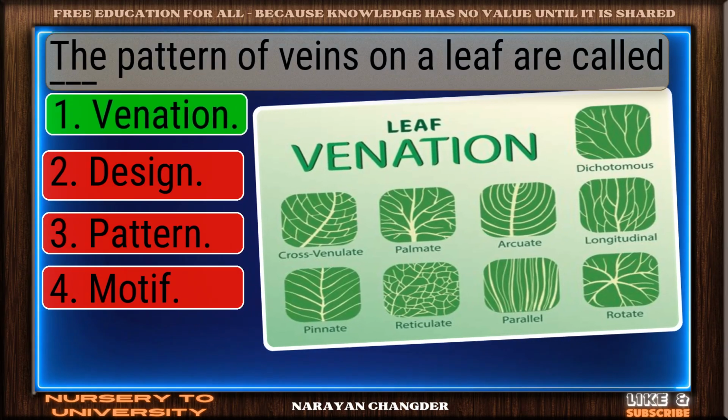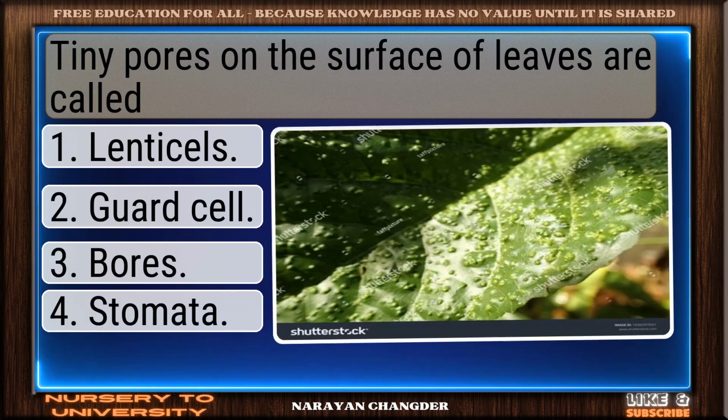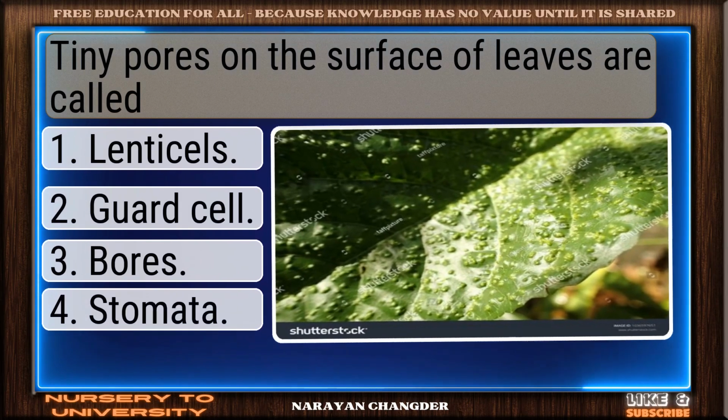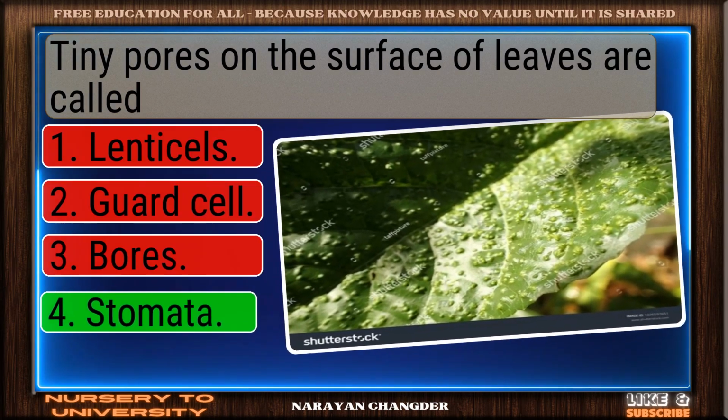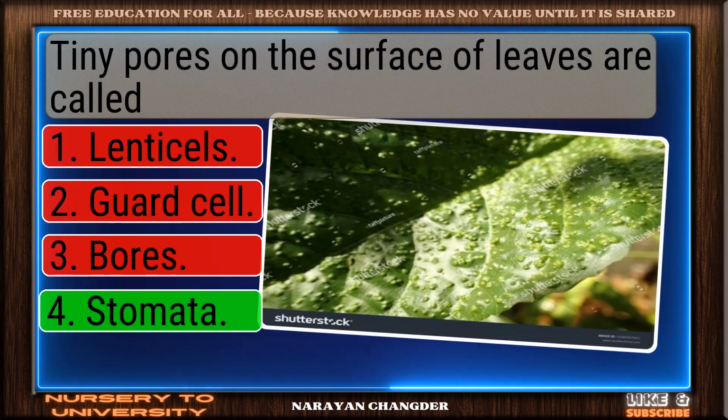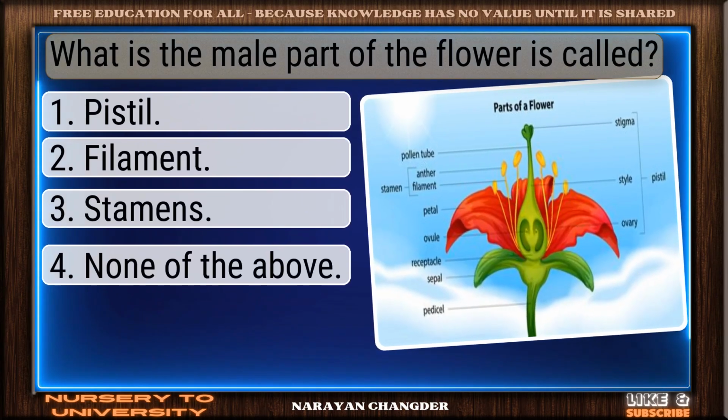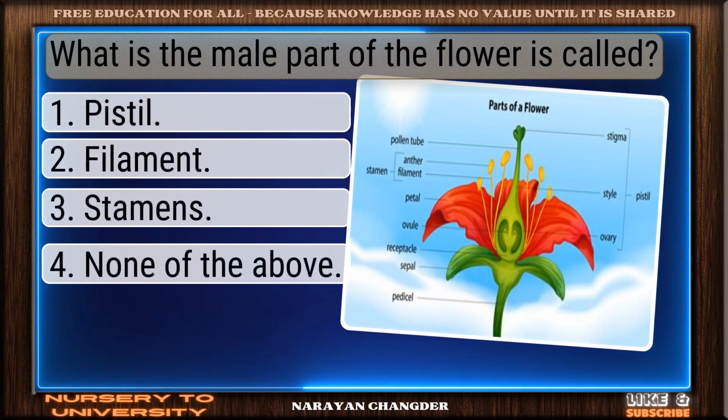Well done. Venation is the right choice. Tiny pores on the surface of leaves are called. You got it. Your choice, stomata, is right. What is the male part of the flower is called?